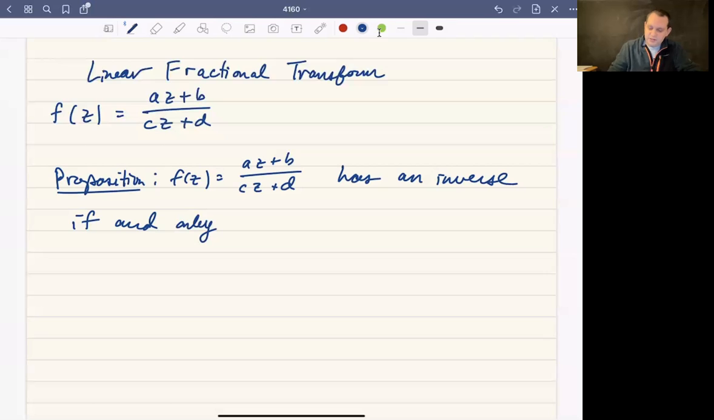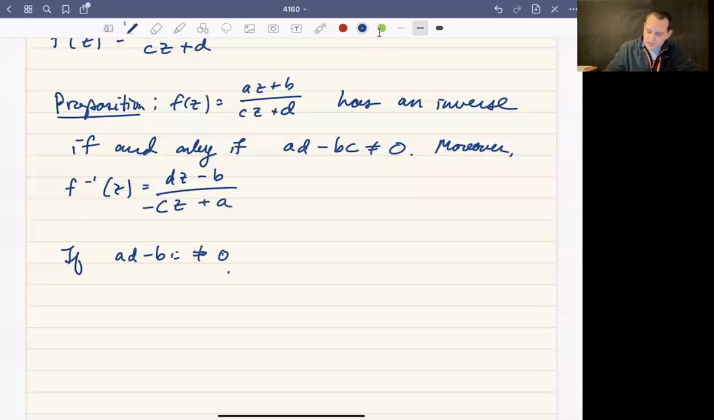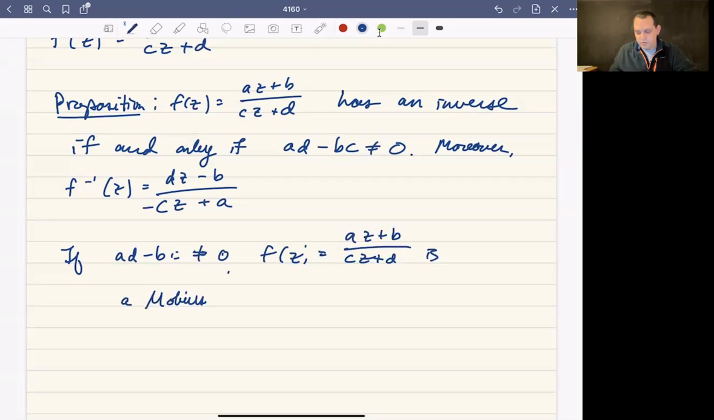And these are called, so if ad minus bc is not equal to 0, then this function f given by az plus b over cz plus d is called a Mobius transformation. This is the same Mobius as in Mobius strip. So you've probably seen Mobius strips, but same Mobius. So this is called a Mobius transformation.